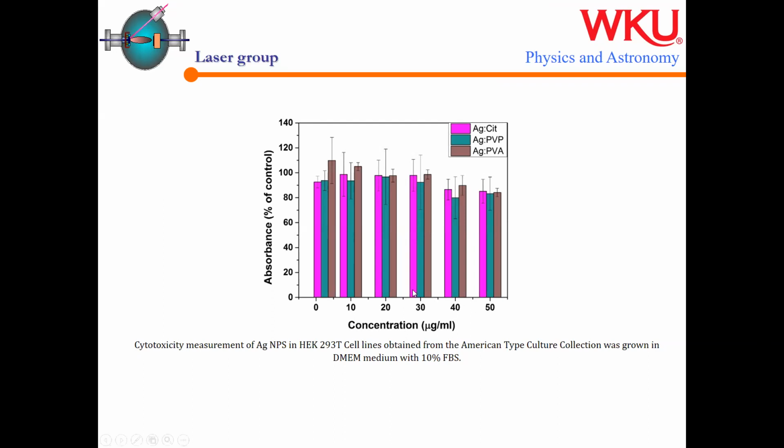In this graph, this is the maximum concentration we used in our experiment. So we looked at the cytotoxicity measurement in HEK 293 cells, which we obtained from the American Type Culture Collection and grew in DMEM medium with 10% FBS. You can see that within this range, they're not cytotoxic, so it's not really a major issue for our purpose.